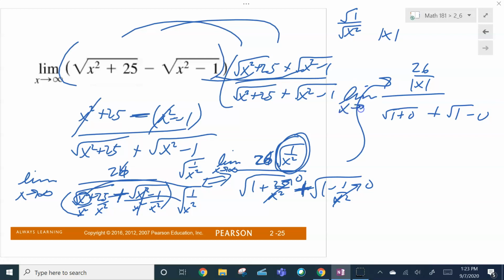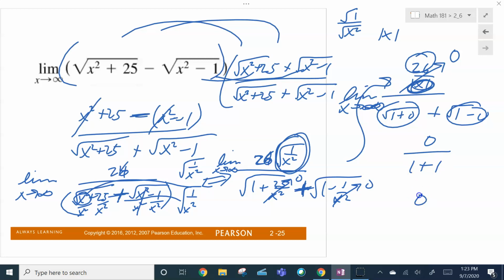Limit as x goes to infinity on this. So I got square root of 1 plus square root of 1. I got a 2 right there. And then the limit as x increases in magnitude, that top's going to 0, right? Because this number is getting so big, so much bigger than the 26. So I got 0 over 1 plus 1, 2. I got 0 on that thing. Okay.